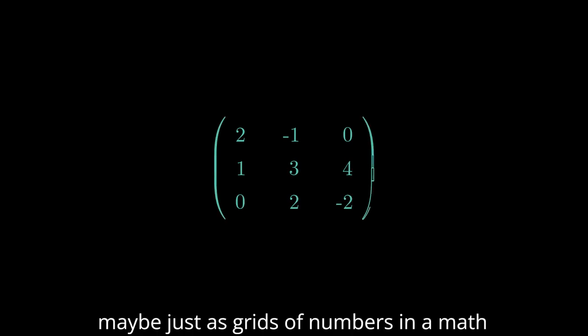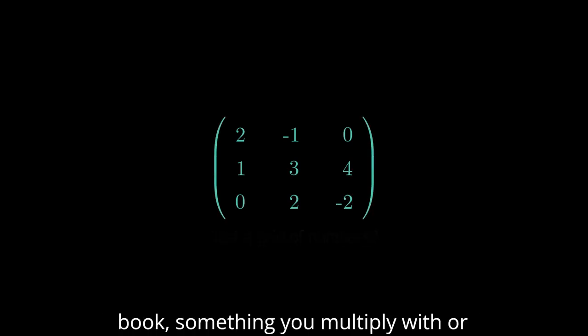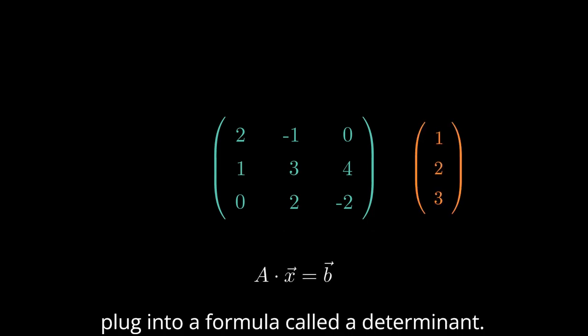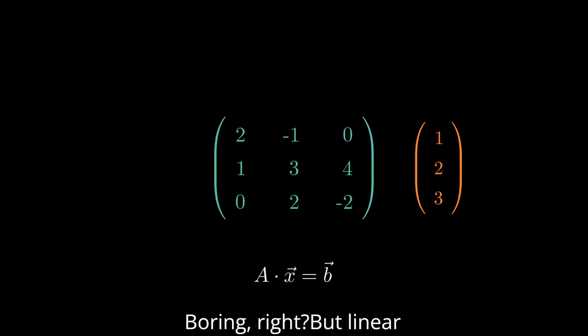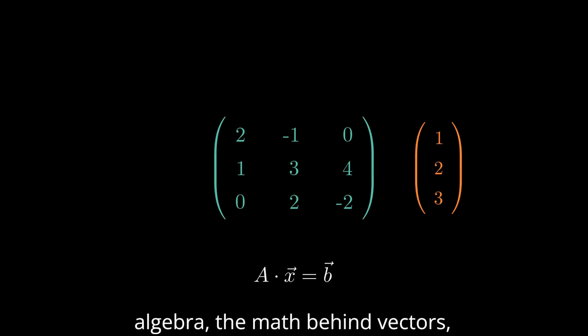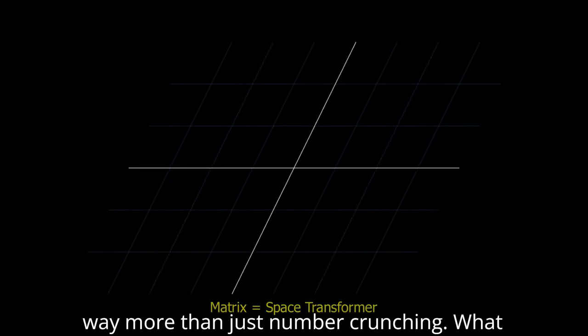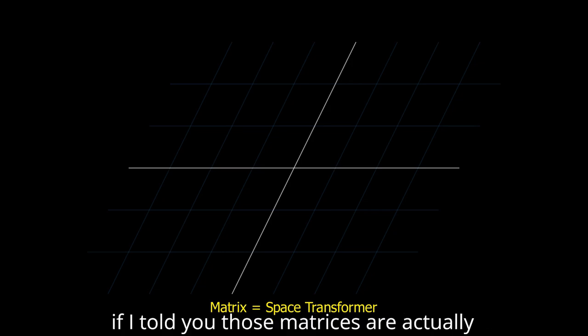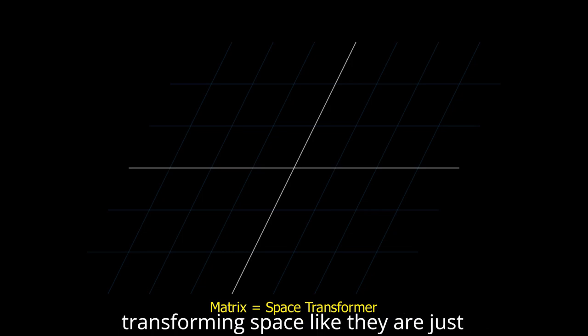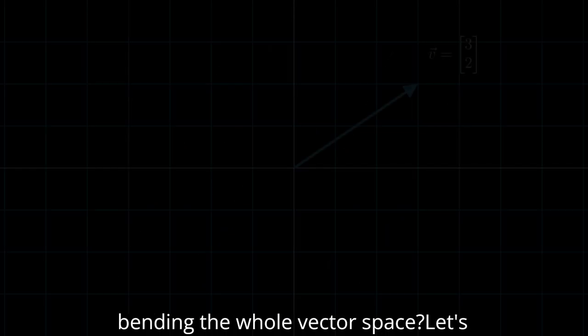You have probably seen matrices before, maybe just as grids of numbers in a math book. Something you multiply with or plug into a formula called a determinant. Boring, right? But linear algebra, the math behind vectors, scalars, and matrices, is way more than just number crunching. What if I told you those matrices are actually transforming space, like they are just bending the whole vector space?